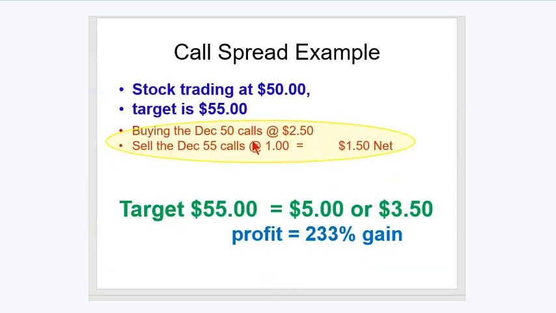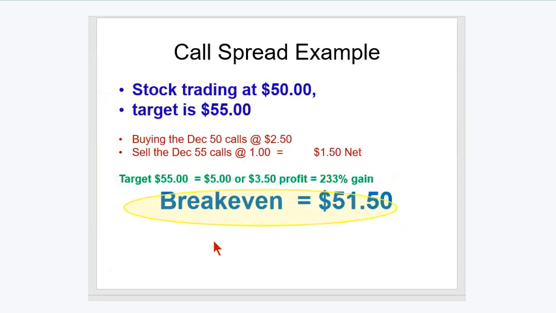But if we did a spread where we bought the 50 calls and sold the 55, bought the 50 calls for $2.50, sold the 55 for $1, so we only have a net of $1.50 in it. Now, if that price goes to 5, we've made a much bigger percentage gain with less money exposed. And additionally, the break even on the first trade, just buying the calls at 2.50, you'd have to go to 52.50 just to break even, and your break even on the spread is 51.50.